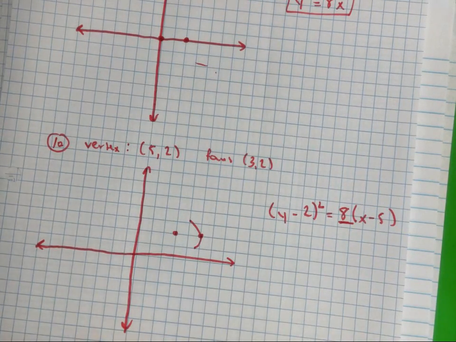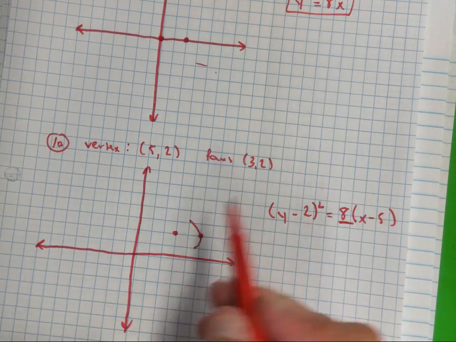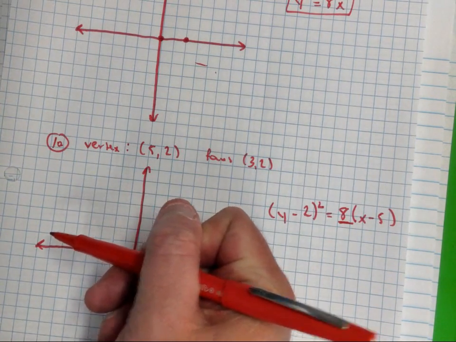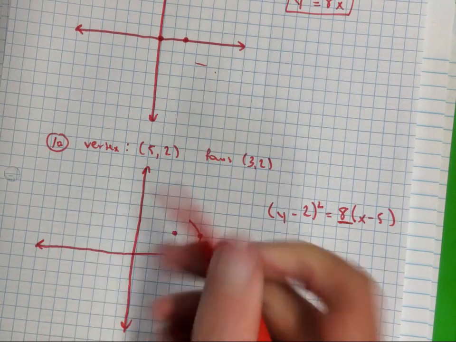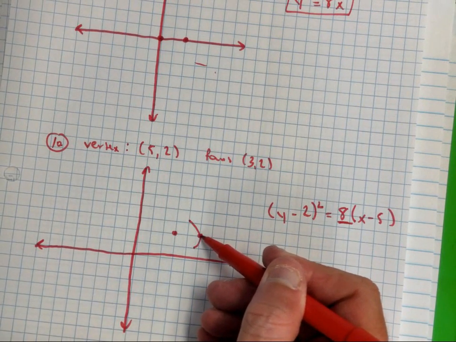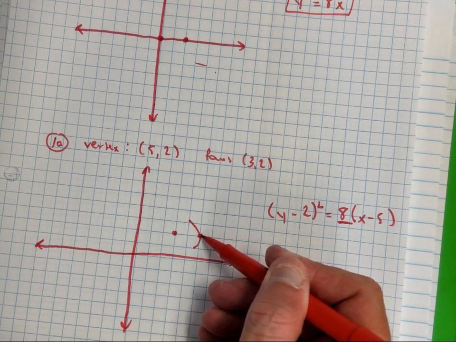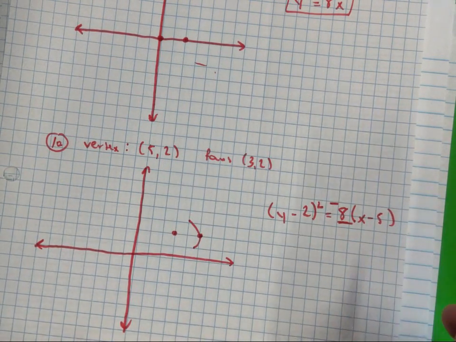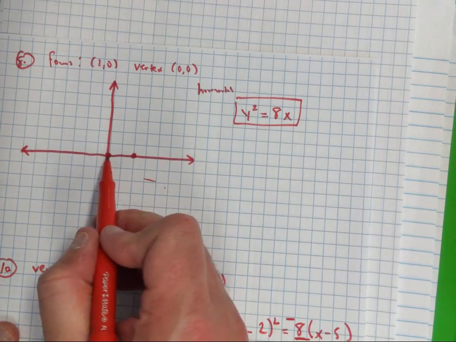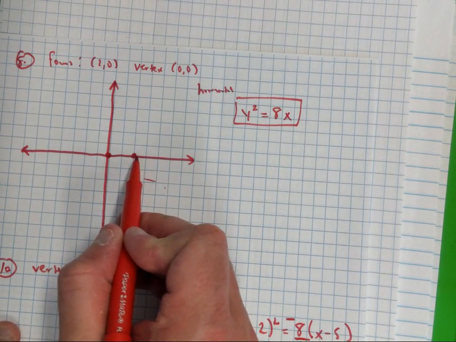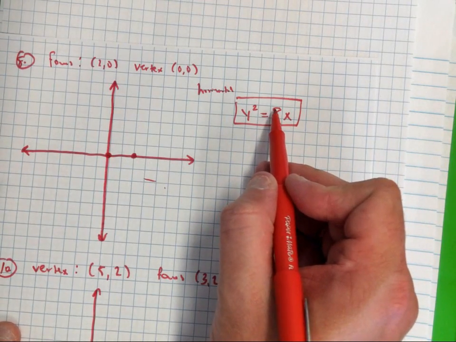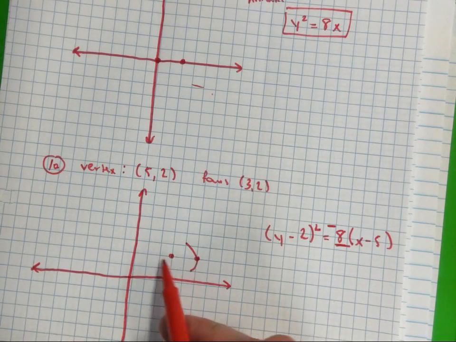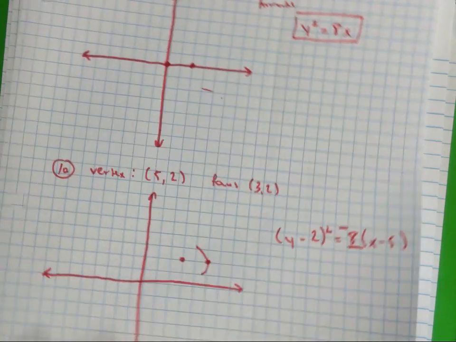Now, this is where you got to remember something. If you're going from the vertex to the focus to the left, this value will be negative. Here's the vertex, and I went to the right. That is positive. But you got to remember, going to the left, it's going to be negative. That value will be negative.